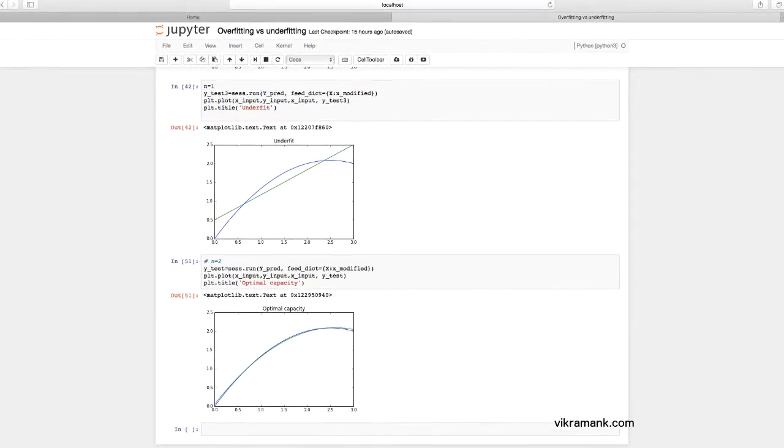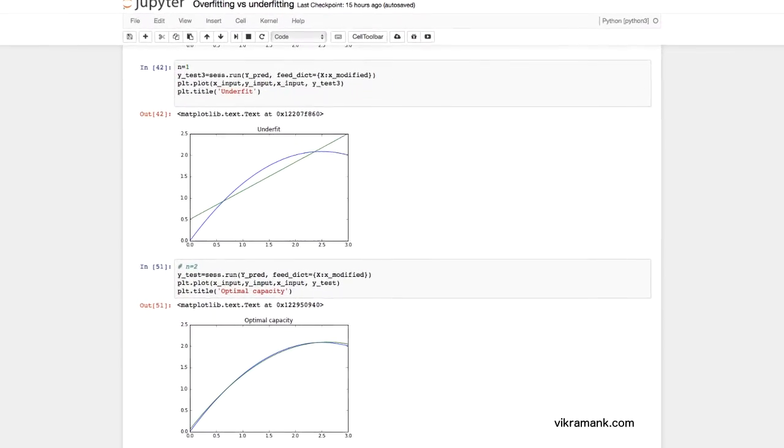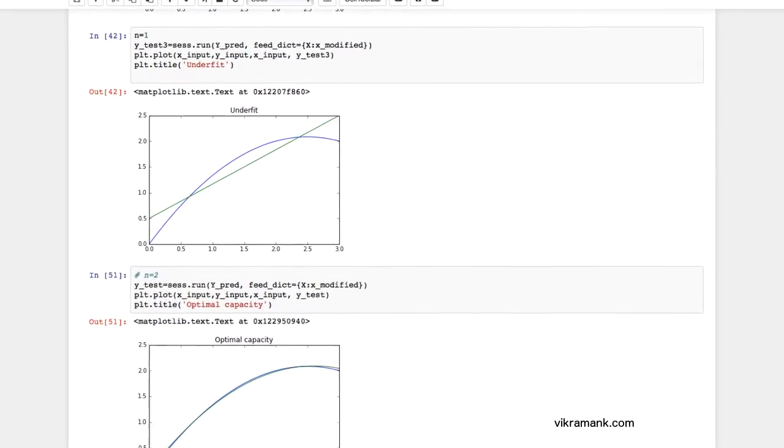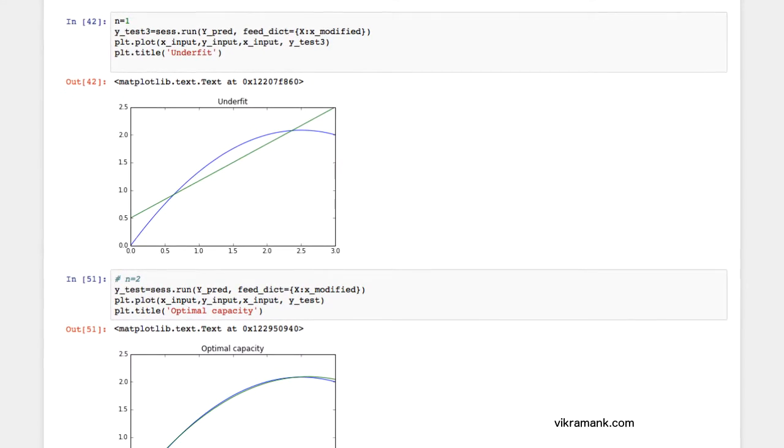As I told before, my data is quadratic in nature, and this is what happens when I try to fit a linear function to a quadratic function. So this is my predicted and this is the actual fit. Clearly the model is in the underfitting category, and I need to increase the number of model parameters to match the predicted output to the actual output.